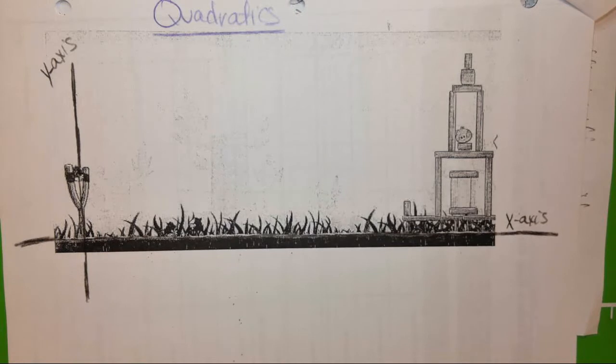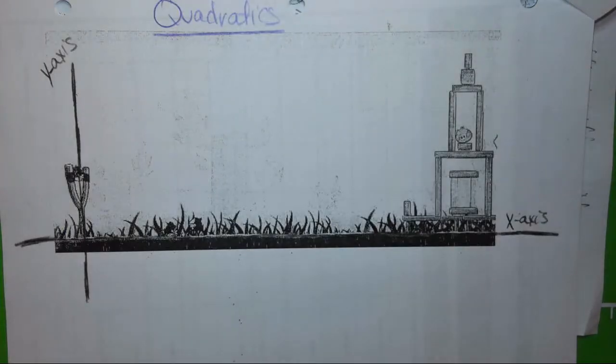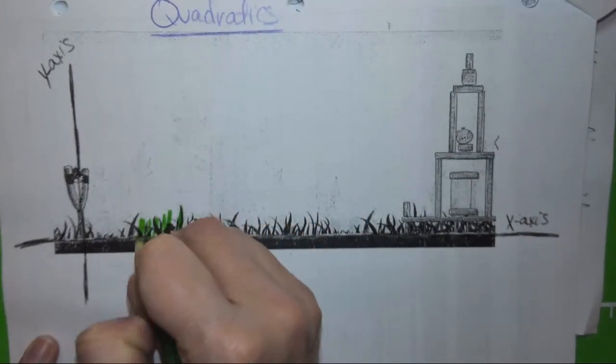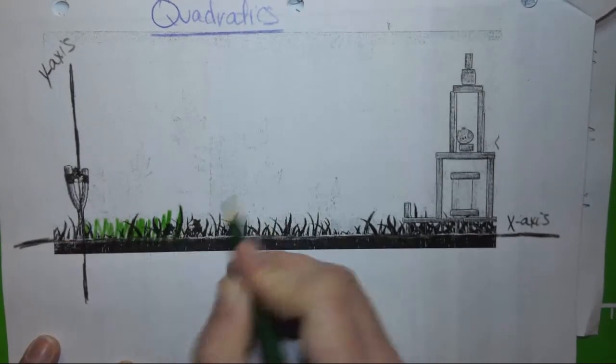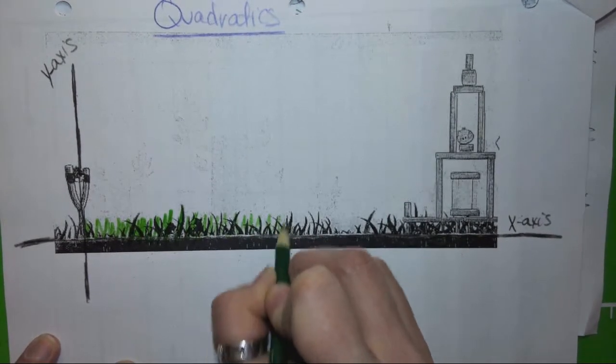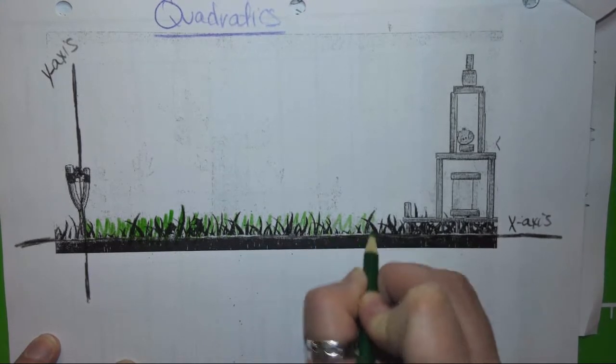So label that. So I've got my x-axis, I've got my y-axis. Now let's give ourselves some green grass. So got some green grass here. Now, the green grass is all above the x-axis, right?